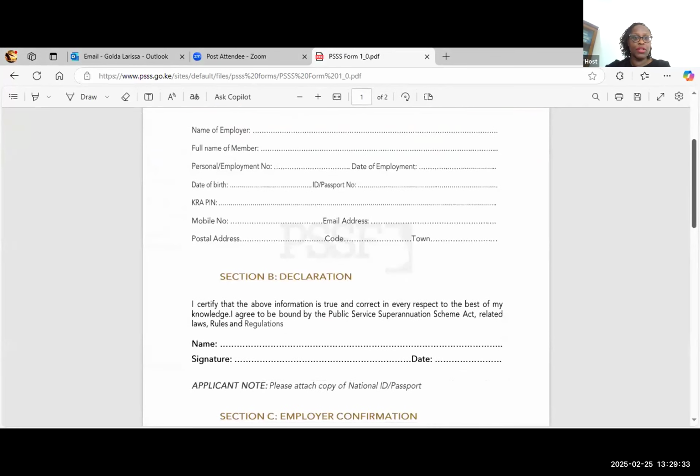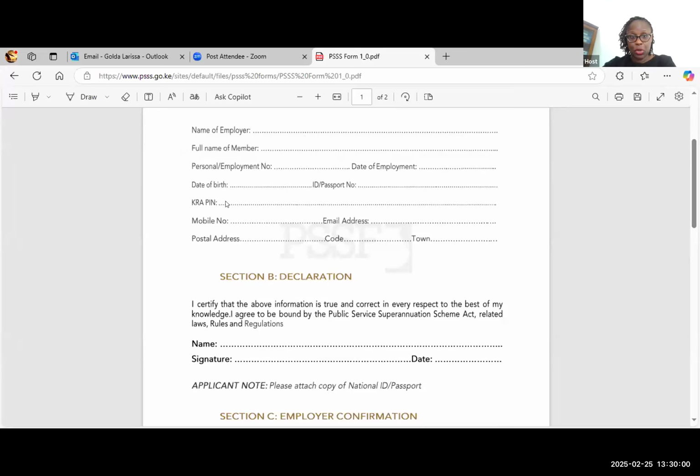As alluded to earlier, you can see we have the name of the employer, so that we can place you correctly. Then what are your full names as per your identification, whether it's the passport or an ID? What is your personal or employment number? When were you employed? We would like you to take ownership of this information. What is your date of birth? And of course, we'd like to see your ID or passport number.